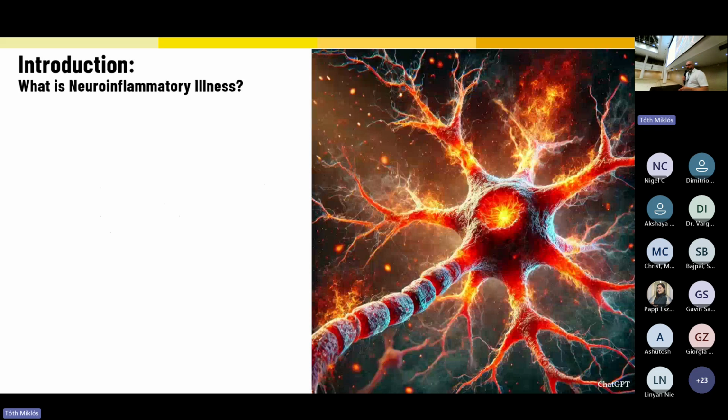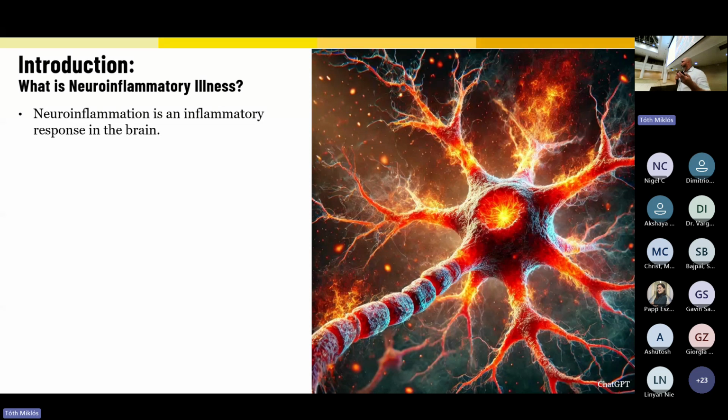So what is a neuroinflammatory illness? Neuroinflammation is inflammation in the brain. So we're all familiar with inflammation in the body. If you bang your arm or elbow, we're familiar with the bruising that occurs, the swelling and the warmth that can occur accompanying that. The brain has its own inflammation response, but because it's a protected compartment, it's separate from the regular immune response, so we call it neuroinflammation.